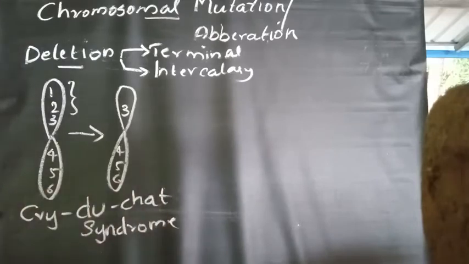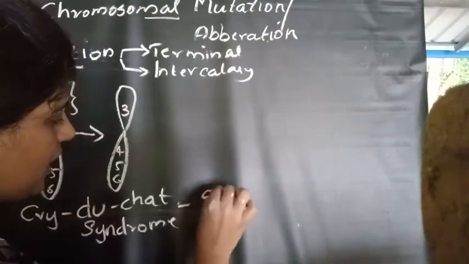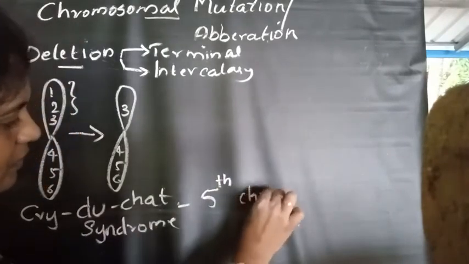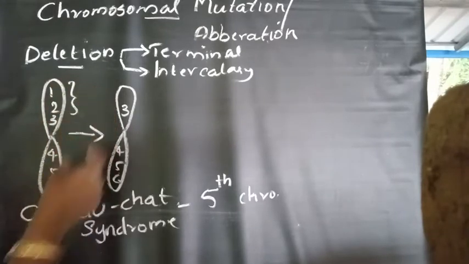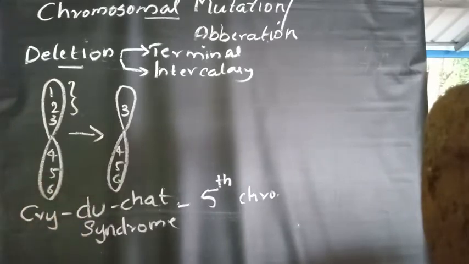In Cri-du-chat syndrome, you can see that there is a terminal deletion in the 5th chromosome. Here the terminal part of the chromosome is deleted. That is our terminal deletion. Either terminal can be deleted, from here or here. Both terminals can be deleted.